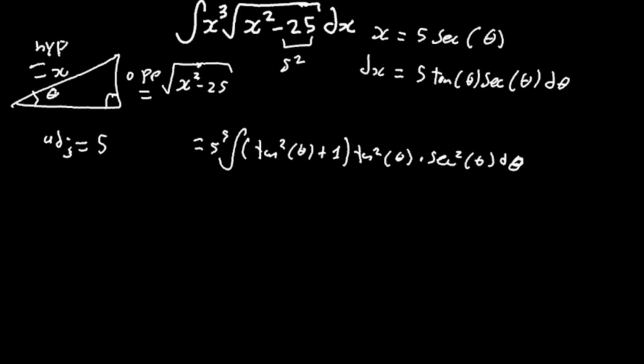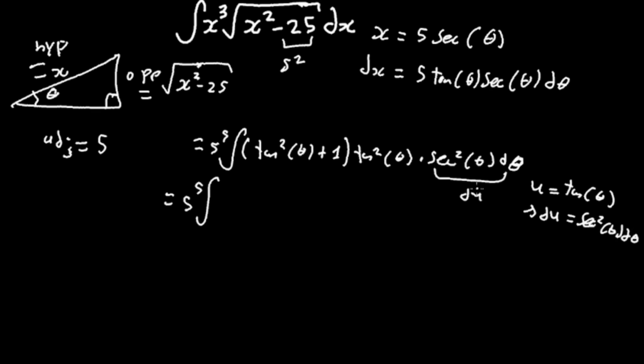Alright, so this is going to become 5 to the fifth power. Let's just leave that as is, 5 to the fifth for now. So we're going to do u-substitution with u equals tangent theta, and then du, the derivative of tangent, is secant squared theta d theta, and that's why we did that, because this becomes our du. So now let's substitute back in.